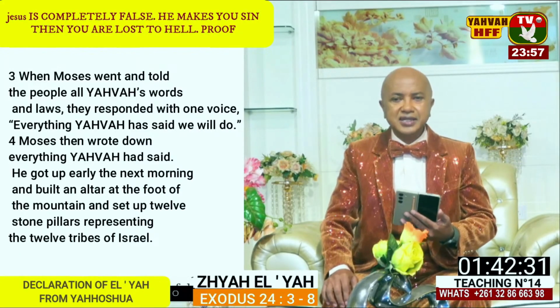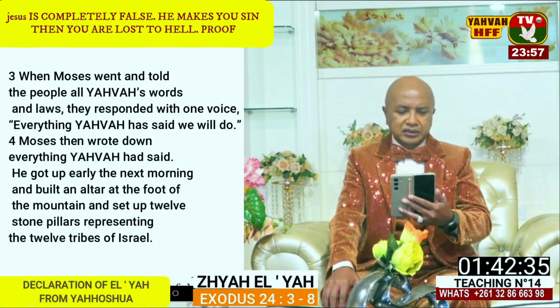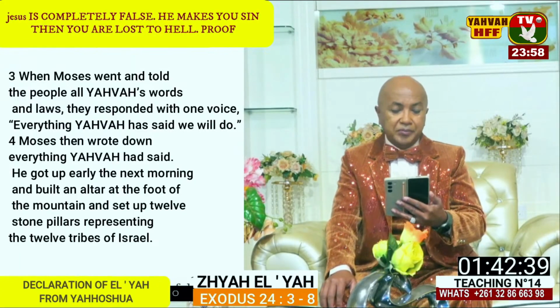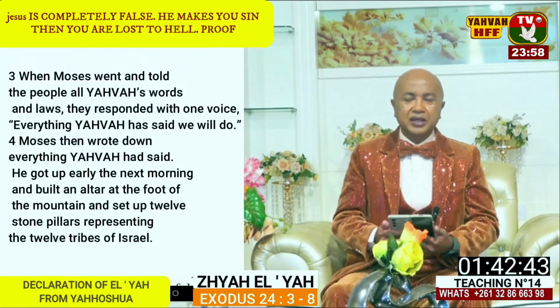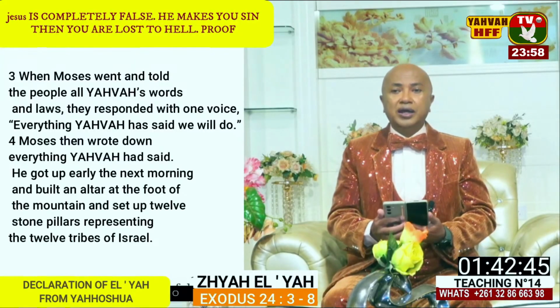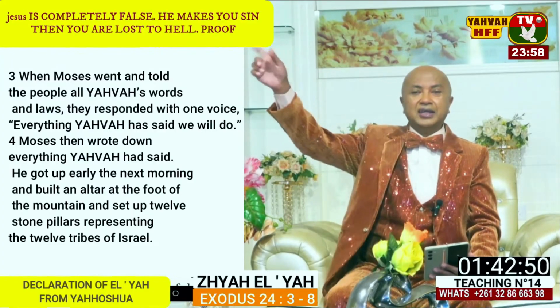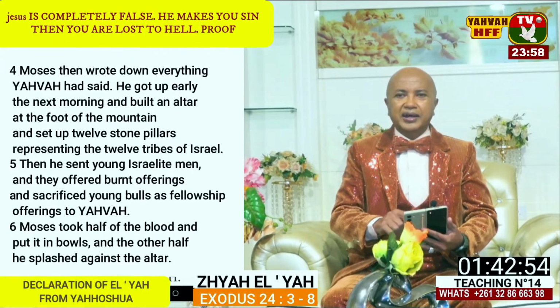Where is it? 3, 4, 5, 6, 7, 8. Okay, we're going to read there. Exodus 24, 3 to 8. When Moshe went and told to the people all Yahvah's words and laws, they responded with one voice. Everything YAHVAH has said we will do. So that is the agreement when they were afraid.